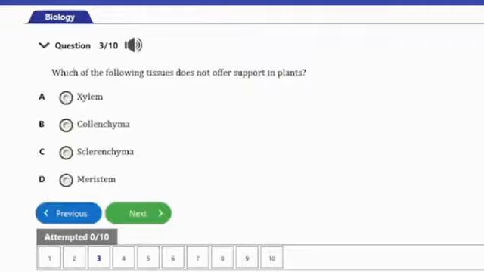It says, which of the following tissues does not offer support in plants? We have A. Xylem, B. Collenchyma, C. Sclerenchyma, and D. Meristem. So guys, the answer to this question is option D here. That's the meristem. So options A, Xylem, B, Collenchyma, and C, Sclerenchyma are all supporting tissues in plants, but meristem, guys, is not a supporting tissue in plants, and that's the answer to this question. So let's go ahead and consider the next question, guys.